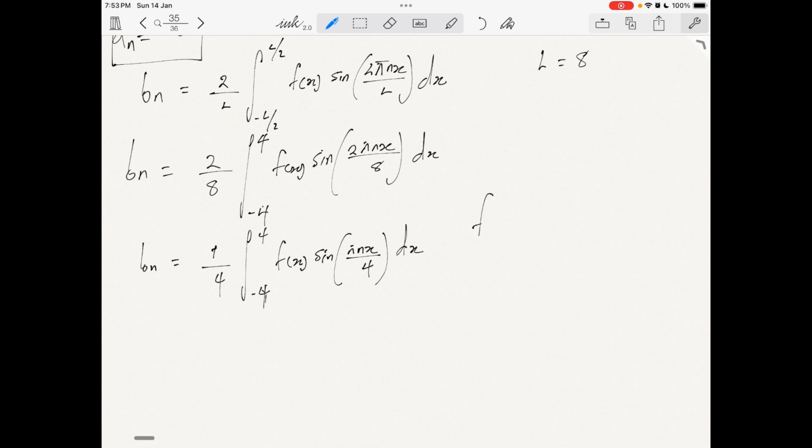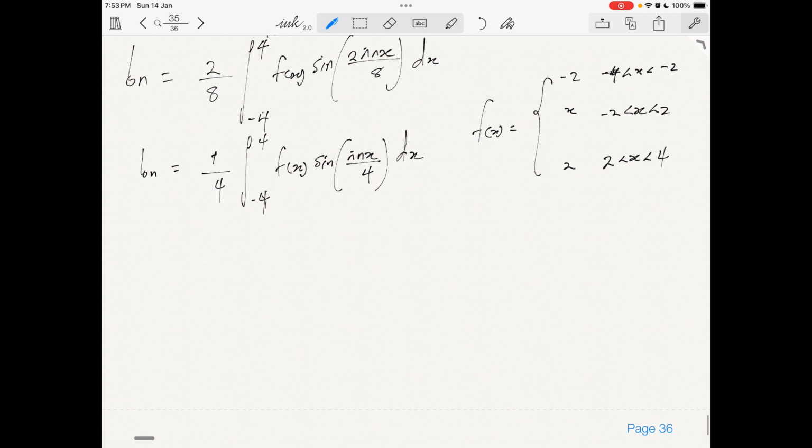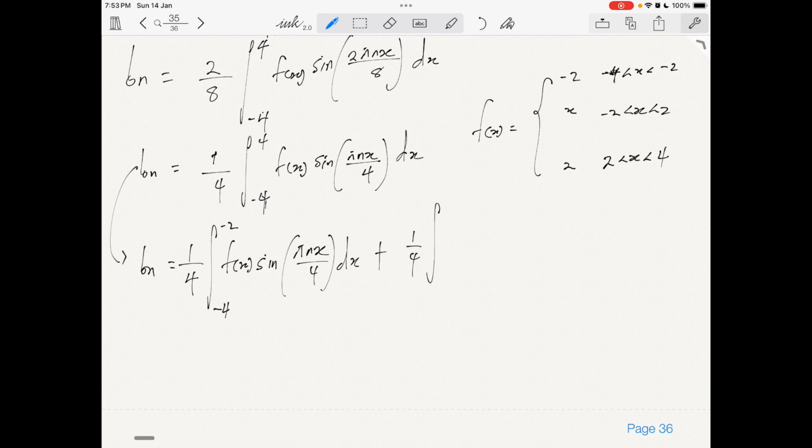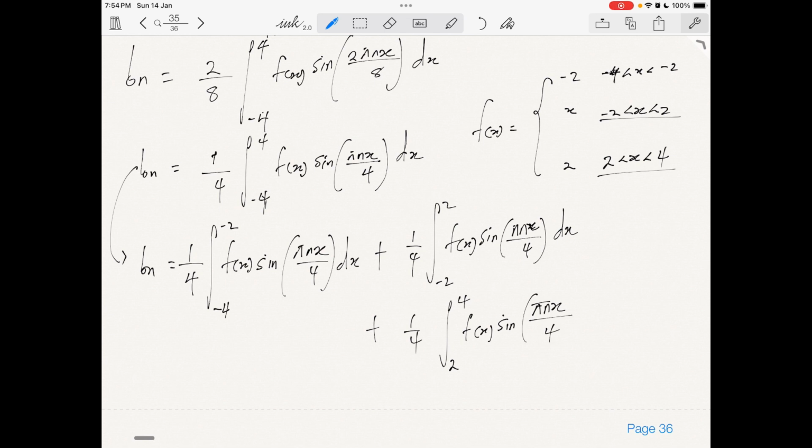Now let's recall our question that f of x is a range of 3 functions: minus 2, x, and 2, with the ranges minus 4 less than x less than minus 2, then minus 2 less than x less than 2, and the final one from 2 to 4. Because of the discontinuous function, we can henceforth split bn into 3 pieces. That's 1 over 4 from minus 4 to minus 2 of f of x sine pi nx over 4 dx, plus 1 over 4, we integrate again from minus 2 to 2 of f of x sine pi nx over 4 dx, and finally plus 1 over 4 integral from 2 to 4 of f of x sine pi nx over 4 dx.